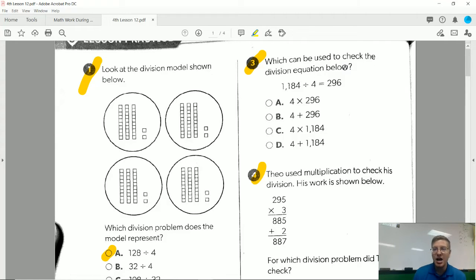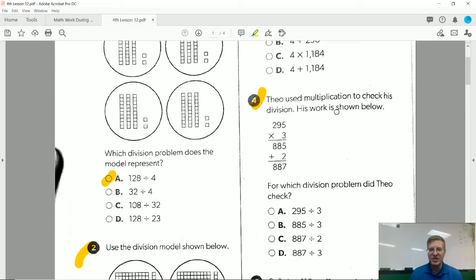Number 3, what can be used to check the division equation below? So our multiplication problem is going to usually start with this number, multiply by this number, and get us to this number. So that would be 296 times 4, or 4 times 296. Let's do number 4 next.